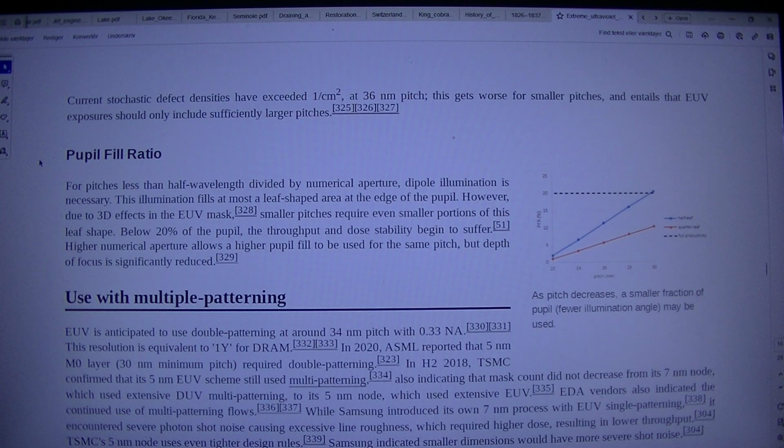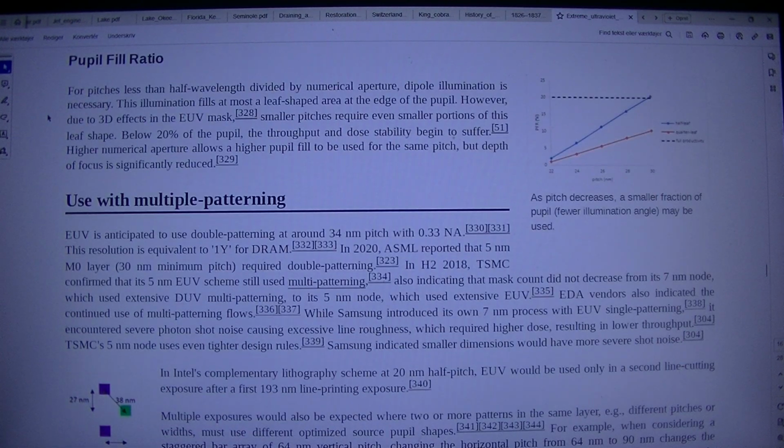325, 326, 327, pupil fill ratio. As pitch decreases, a smaller fraction of the pupil, fewer illumination angles, may be used. For pitches less than half wavelength divided by numerical aperture, dipole illumination is necessary. This illumination fills at most a leaf-shaped area at the edge of the pupil. However, due to 3D effects in the EUV mask, 328, smaller pitches require even smaller portions of this leaf shape.